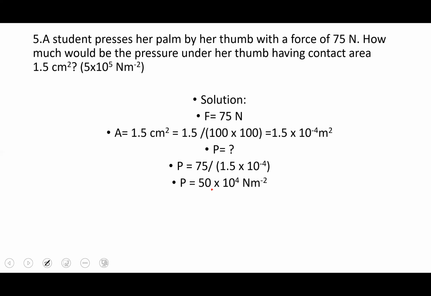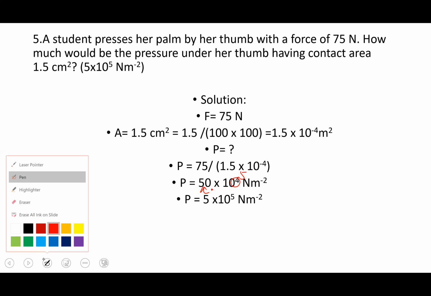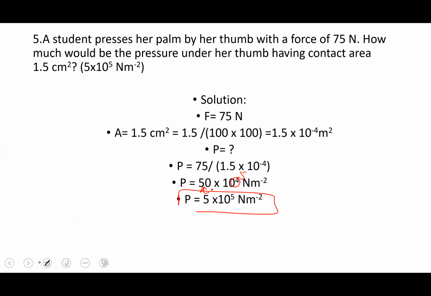So what we have to do, we have to rearrange the decimal point in this case. So the decimal point moves from here and the power increases from 4 to 5. So the new value which we have now, P is equal to 5 into 10 to the power 5 Newton meter per meter square. And this is our required answer in this case as well.